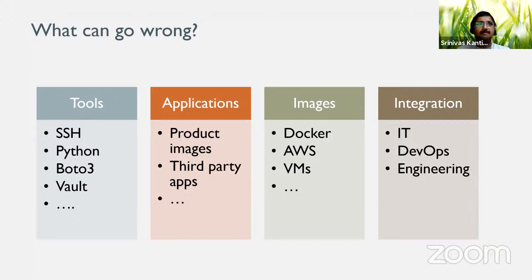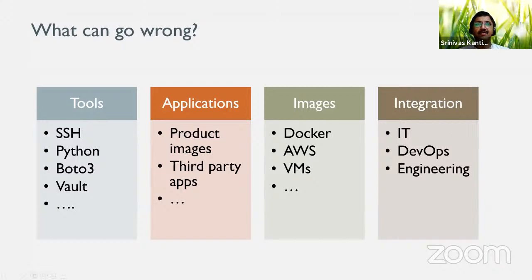So what can go wrong? We are using a lot of tools during this process. Packer, Terraform, we are using already, but they require a lot of other small tools to work, right? If I'm using Packer to create an AWS instance, it has to go through the AWS API. So it needs Boto3, it needs Python, it needs SSH. There are a lot of tools that come into the picture.